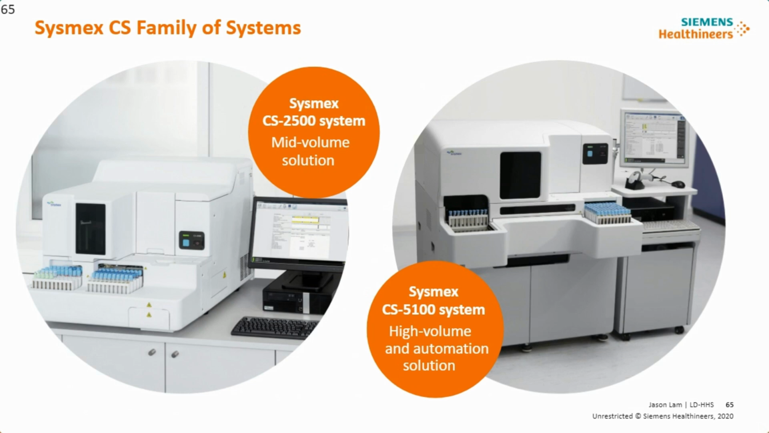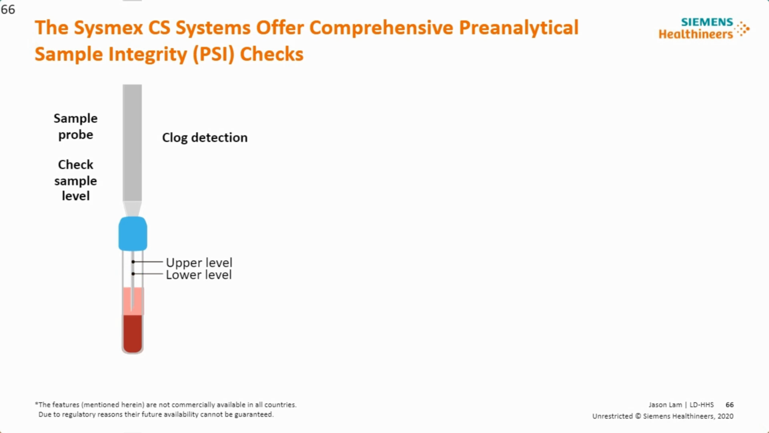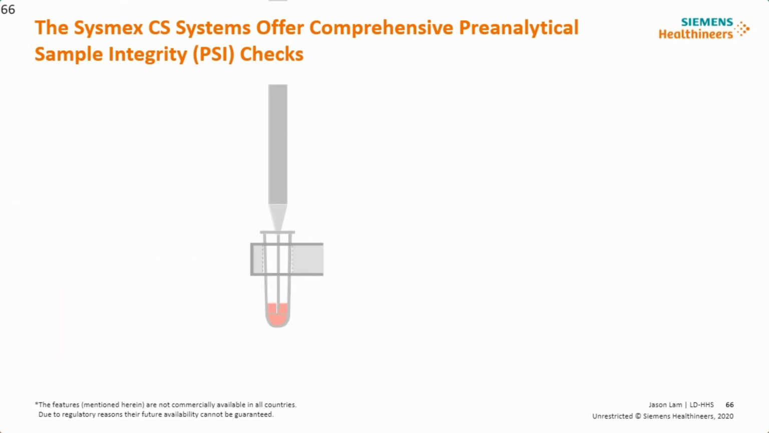And these are just two analyzers that the Siemens Sysmex partnership offers for our customers. But what's interesting about these pre-analytical sample integrity checks is the first thing is the sample goes in. At first, it checks whether or not there's adequately filled volume. So it's checking not only for the underfill, but it's also checking for the possibility of an overfill. Once that is completed, a sample is taken, and there's a clog detection, not necessarily a clot detection, right? Because no instrument can really detect a clot.